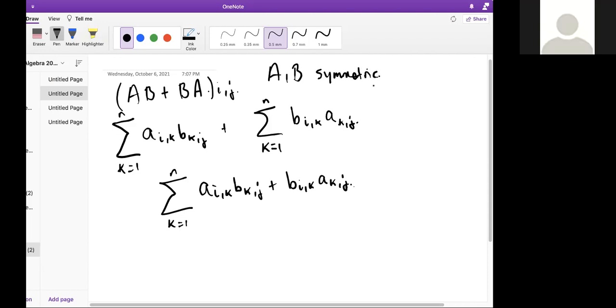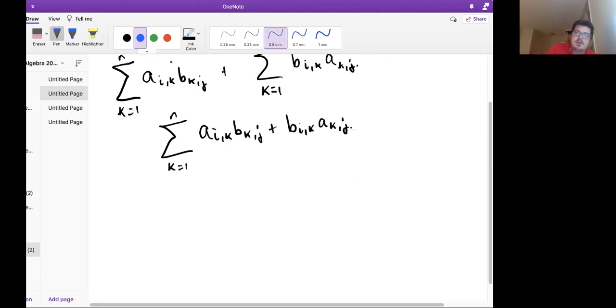What does symmetric mean again? Equal to transpose. So what does that mean by its coordinates? When you switch the coordinates, it doesn't change. So for example, if I were to switch the coordinates, I'll get the same thing back, right?